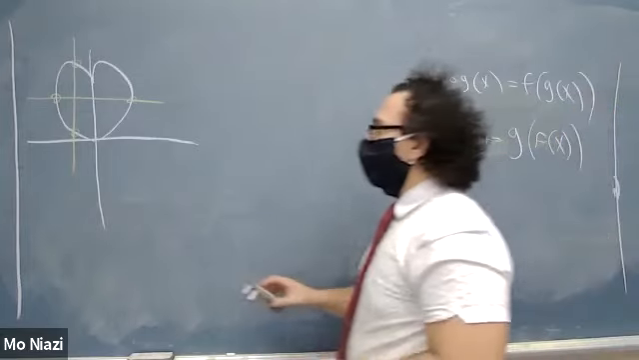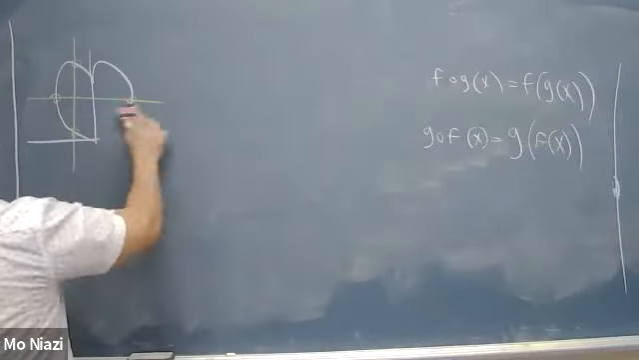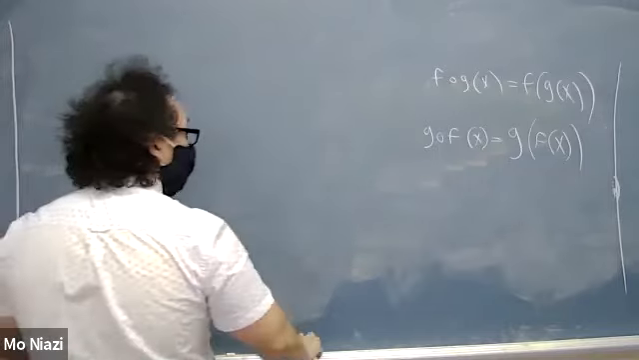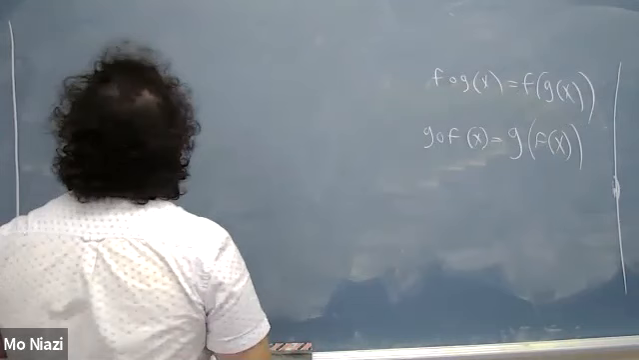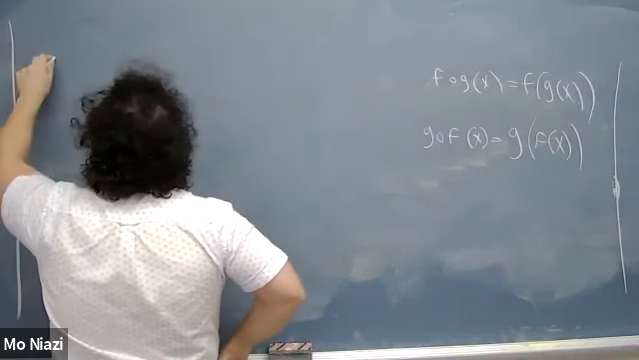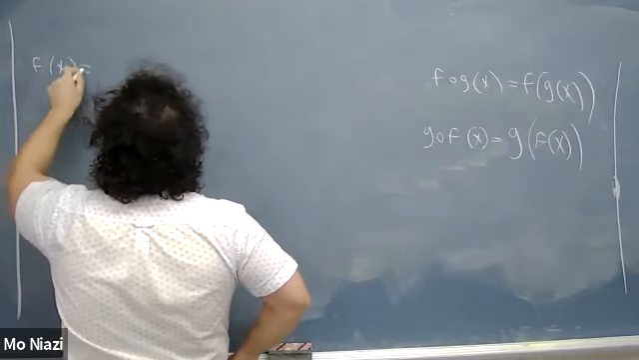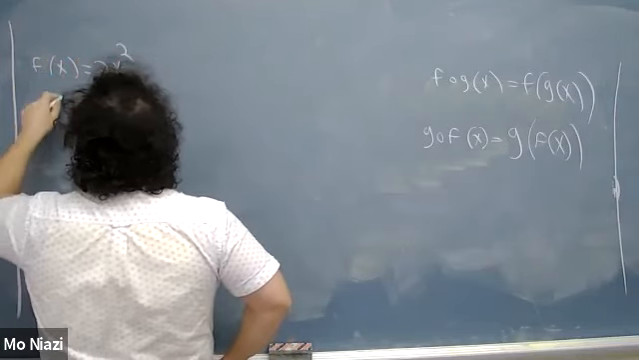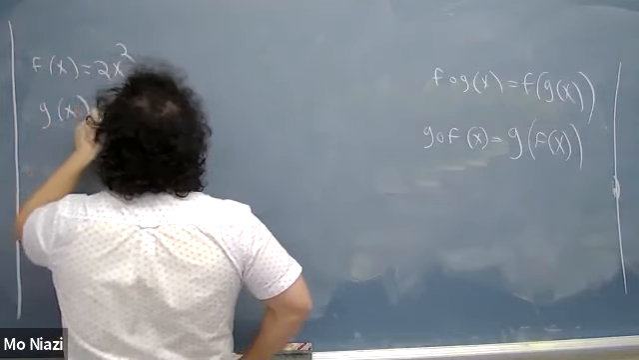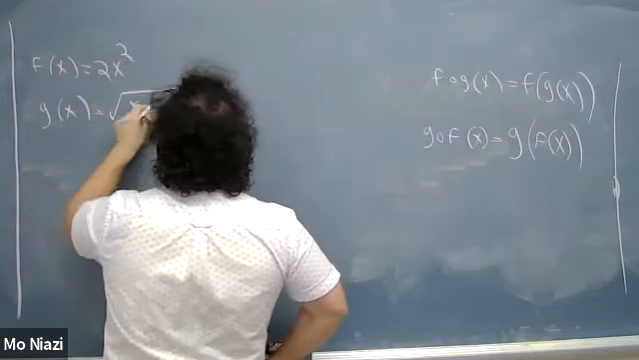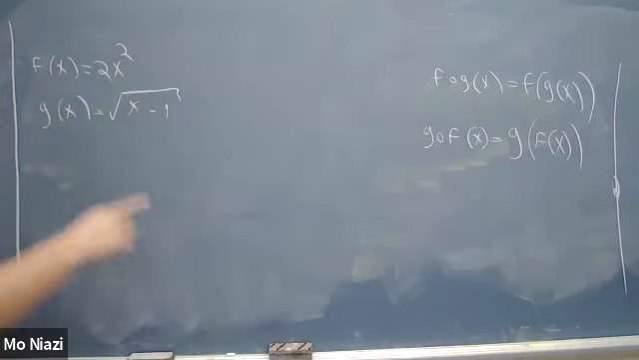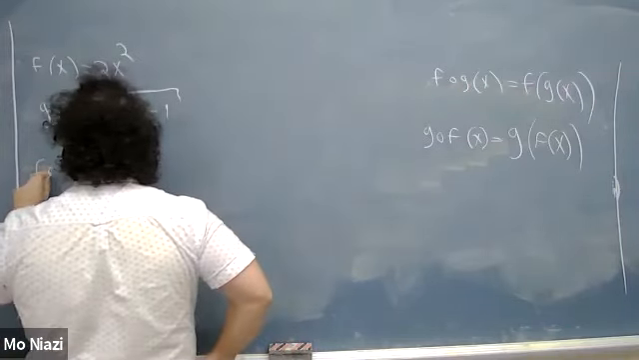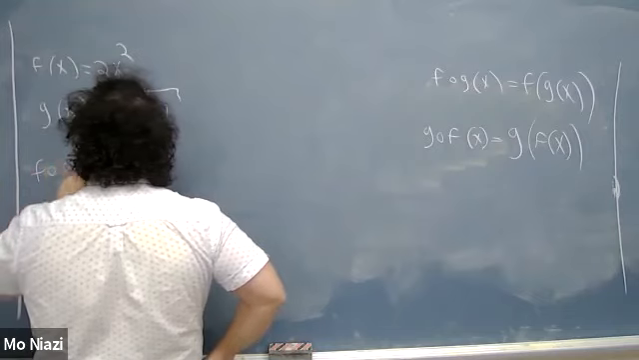What's the difference between these guys? Well, it's the order of composition. What is composition? Well, I guess that is best explained through an example. For instance, let's say that f of x is equal to 2x squared. Let's say that g of x is equal to the square root of x minus 1. Let's compute f composed with g of x.